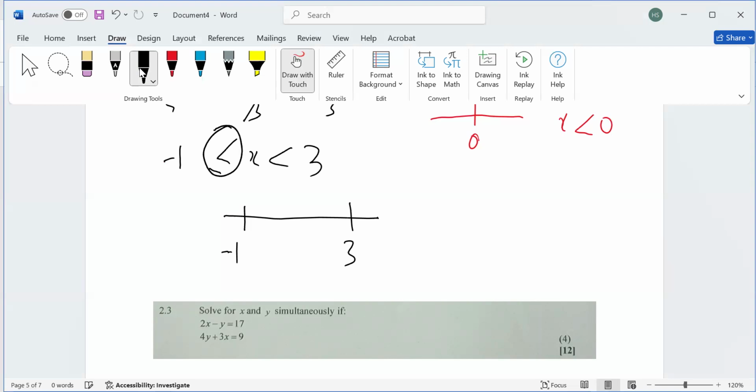You see this one is included. We're going to come and shade here. This one is shaded. This one here, it's just less than. So it's not going to be shaded, it's going to be a hollow. And then in between, you're going to connect them with a line. Then what does this mean? x is greater than minus 1, but x is less than what? 3.